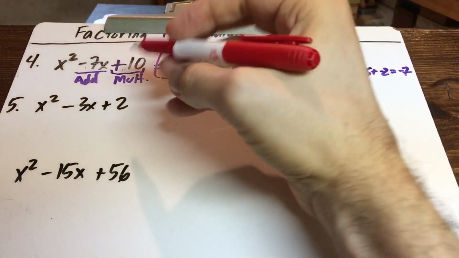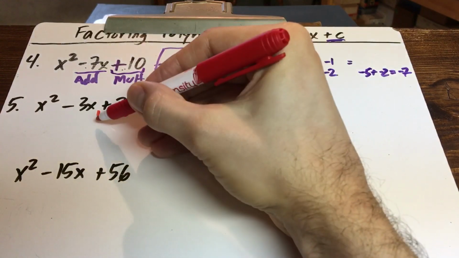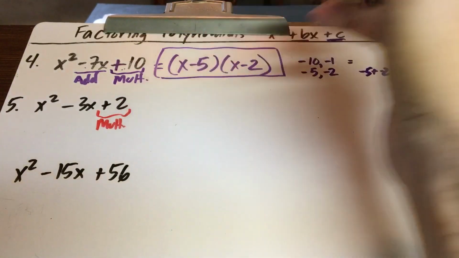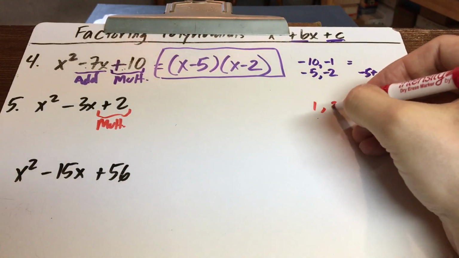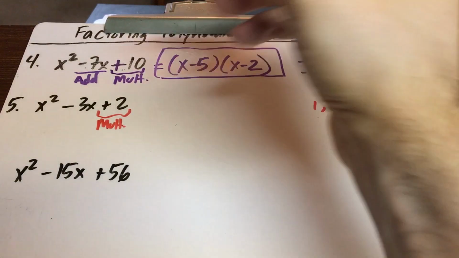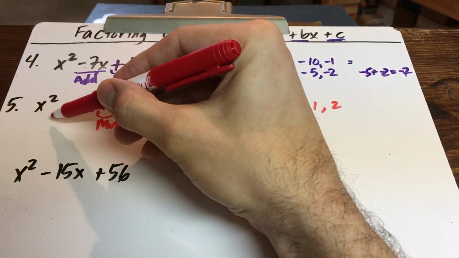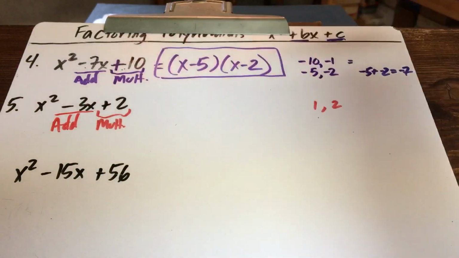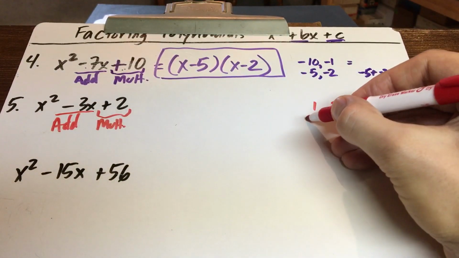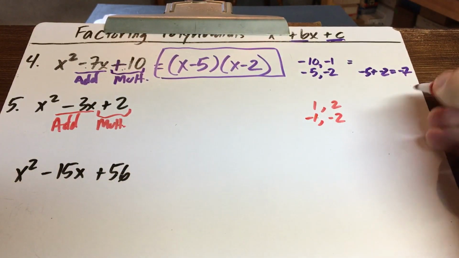On number 5, I'm looking for two numbers that would multiply to equal positive 2. So normally I would say, oh yeah, that's 2 and 1, right? Oh, well, hold up. I didn't think long enough. I didn't look here in the middle. These have to add up to equal negative 3. So maybe instead of positive 1 and positive 2, it's negative 1 and negative 2, right?